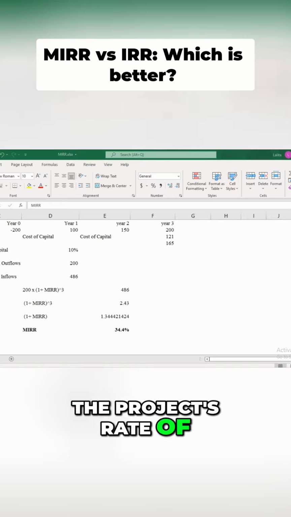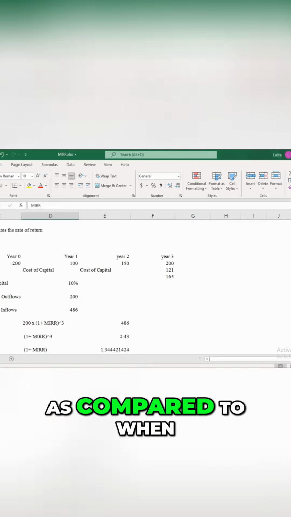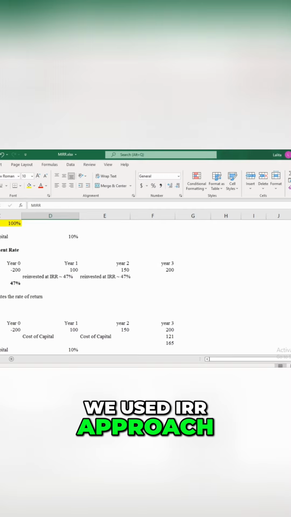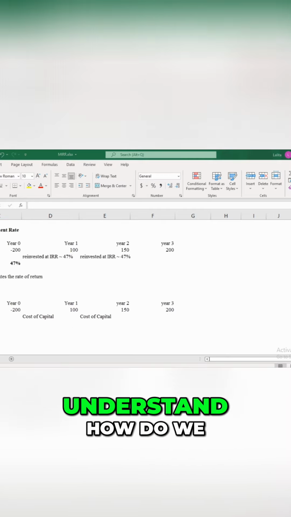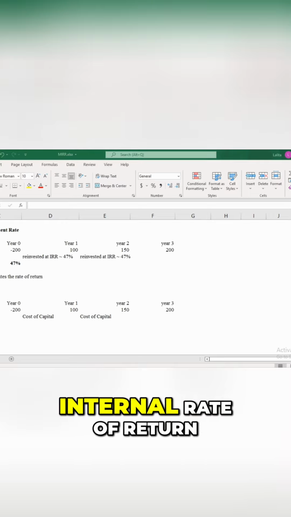The project's rate of return when we use MIRR sounds more reasonable, right? As compared to when we used the IRR approach. So now let us understand how we calculate MIRR, or modified internal rate of return.